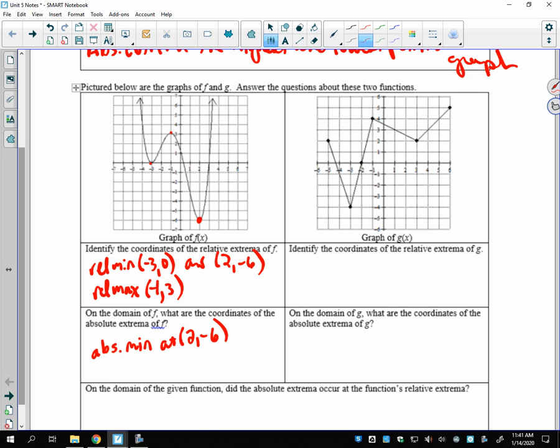So notice that the relative min is the same as the absolute min. And what about the absolute max on this? Well, there would be none, right? No absolute max, because is there a highest point on this graph? No, because the domain keeps increasing, right? Like the domain keeps going forever.